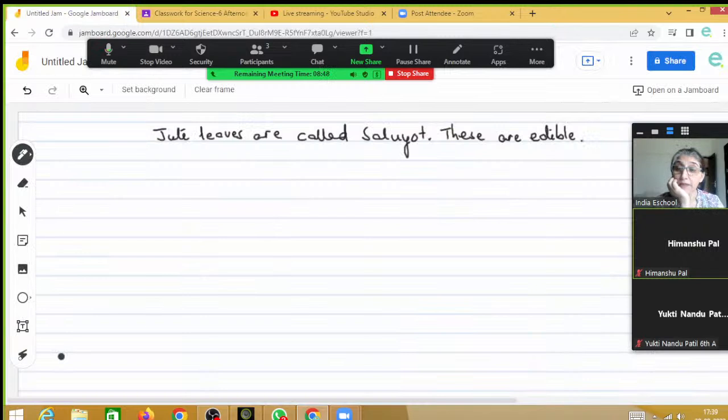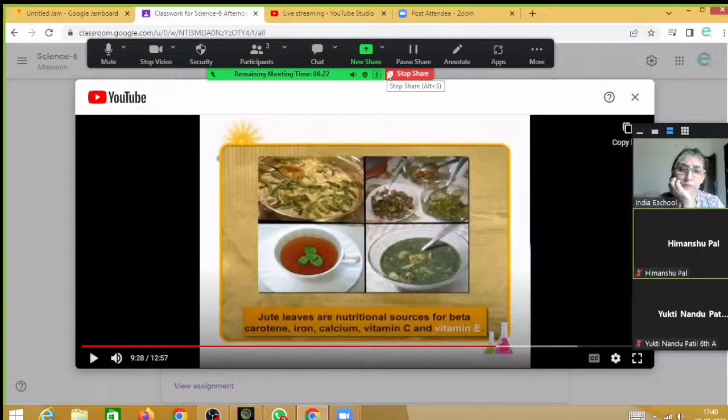These are edible. They are a source of beta-carotene, vitamin C, iron, calcium भी बोला था ना? Anything else? मैम विटामिन ई. Yes, and vitamin E. तो कितनी यूजफुल हैं इसकी leaves. Good.